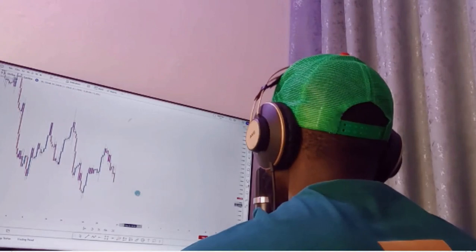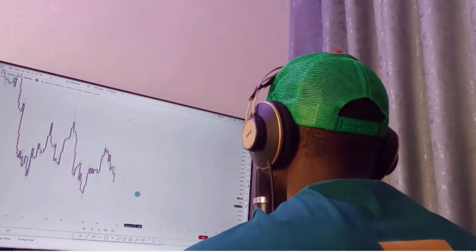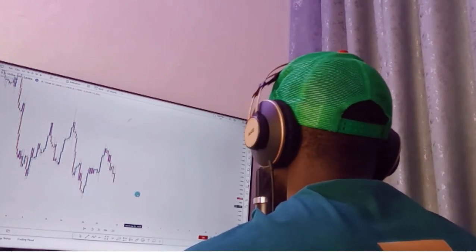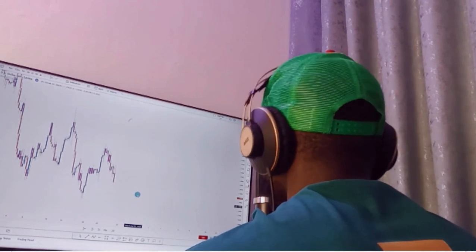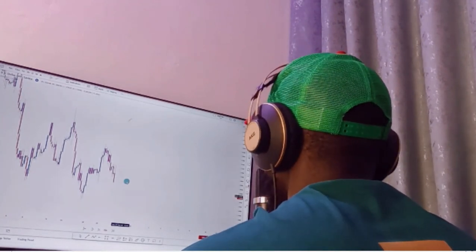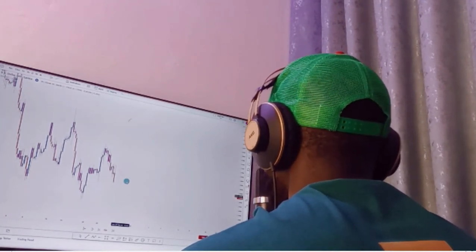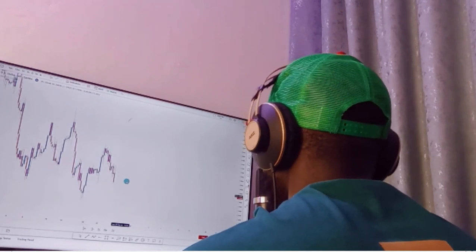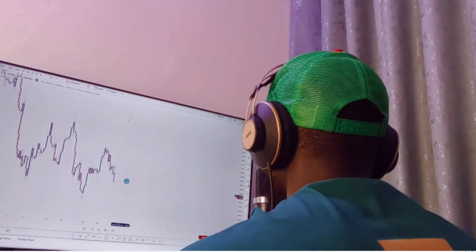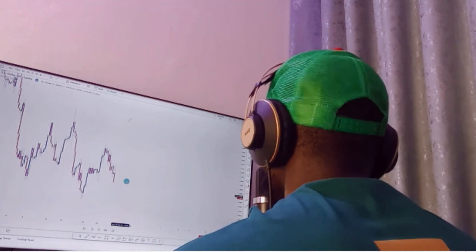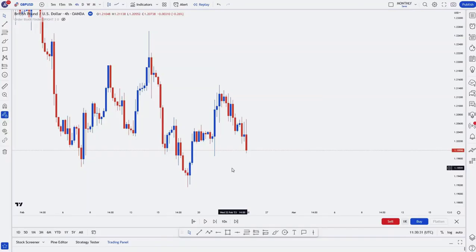Retest strategy is one of the most powerful strategies in the market that professional traders use to execute good trade setups. Waiting for price to retest a major level before taking any decision in the market will always make you a better and also a profitable trader in the future.